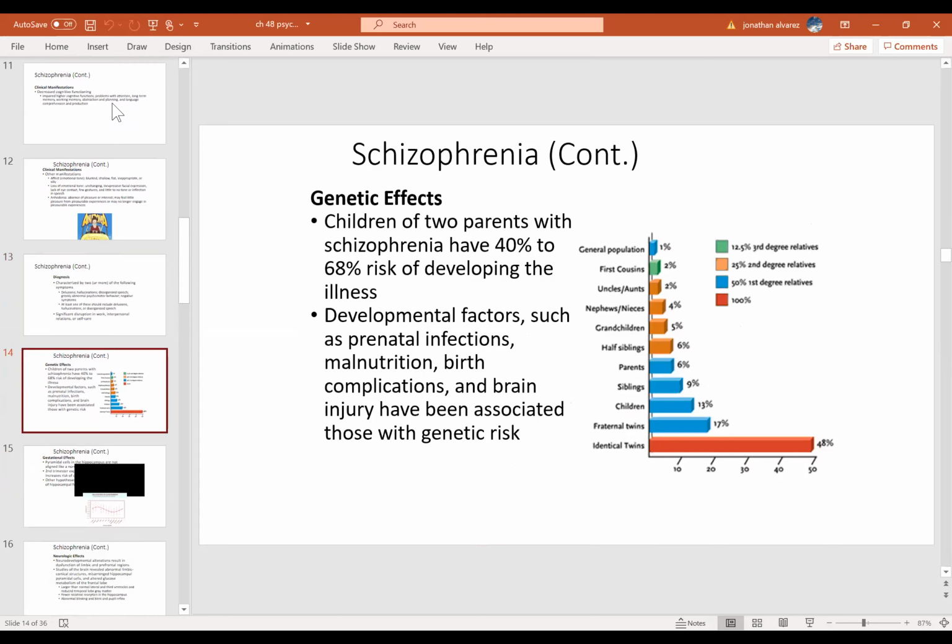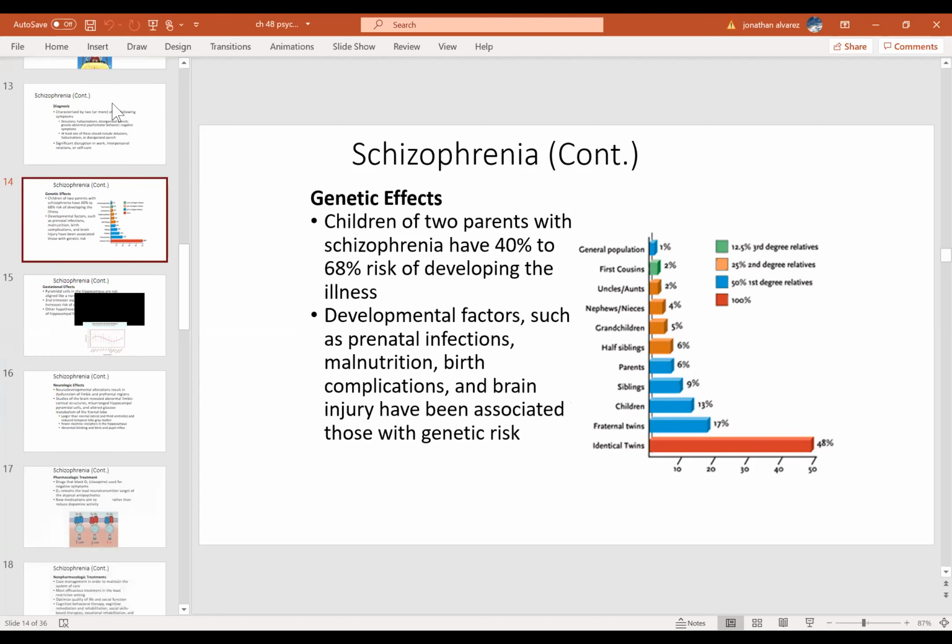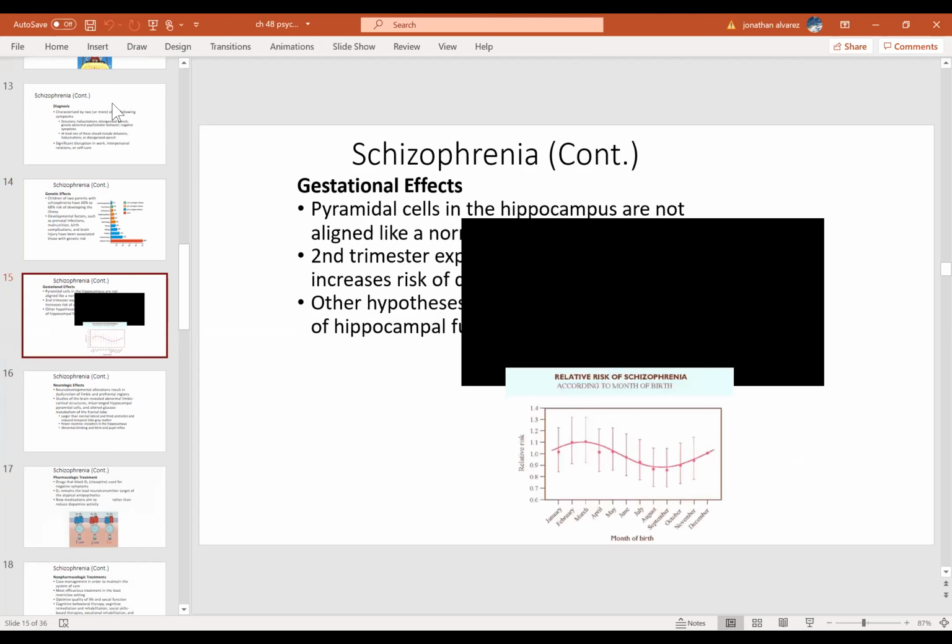Okay, the genetic side of things. There's a graph here that will show you some correlations with developmental factors: prenatal infections, malnutrition, birth complications, brain injury. Some of this gets into epigenetic studies, and what that means is you create a new type of protein receptor with certain environmental influences that can increase the risk factor for schizophrenia.